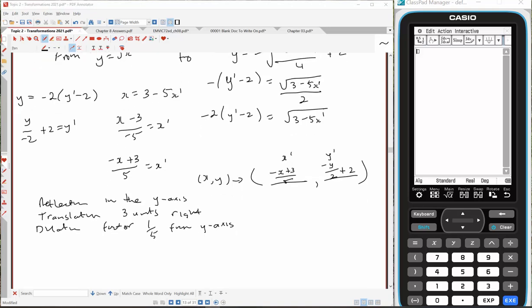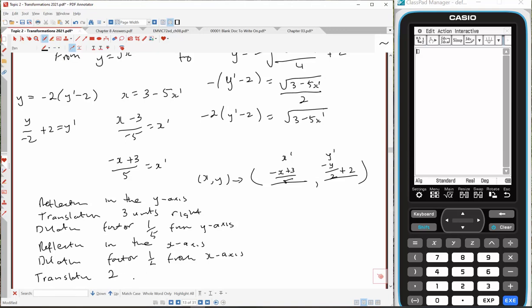Right, and now to the y transformations. So it gets negated first of all. So this is a reflection in the x-axis. It is a dilation factor from the x-axis and a translation 2 up. Okay, so there's my set of transformations. Now, mind you, that is not the set of transformations, that's a set.